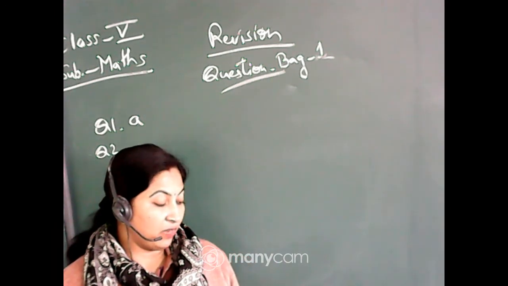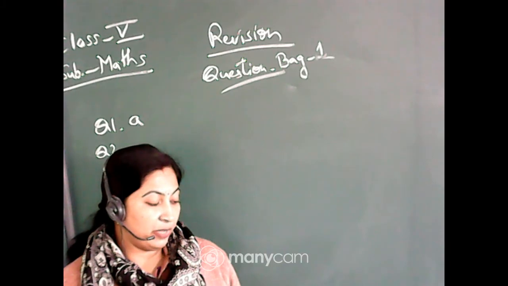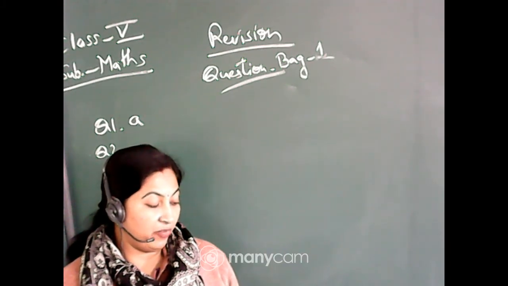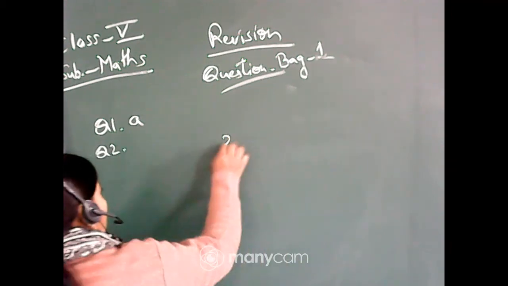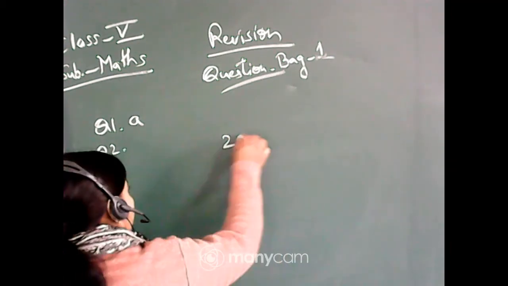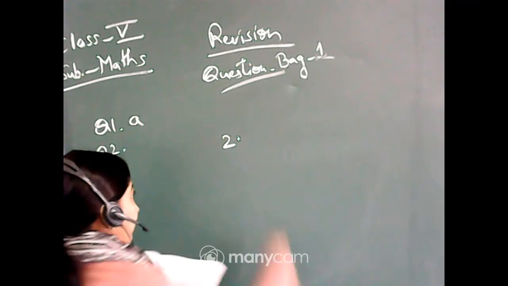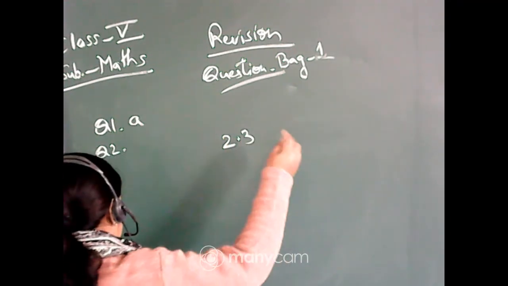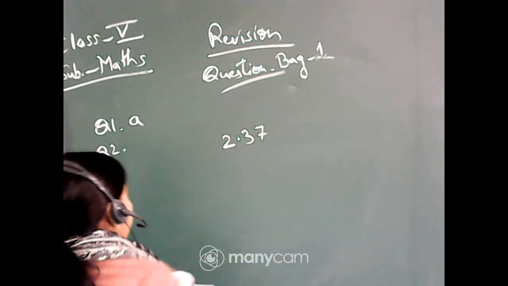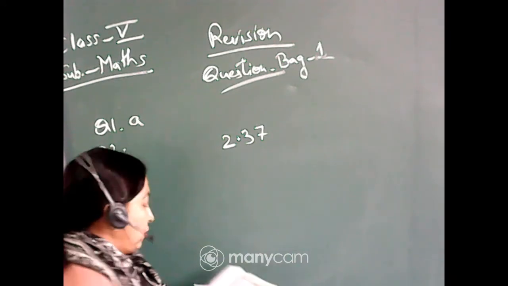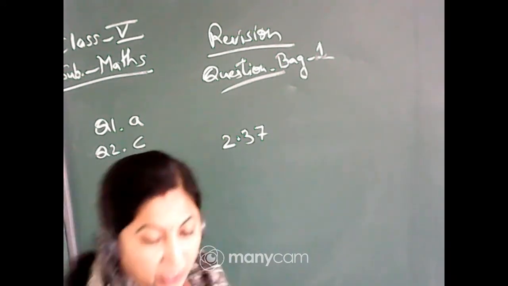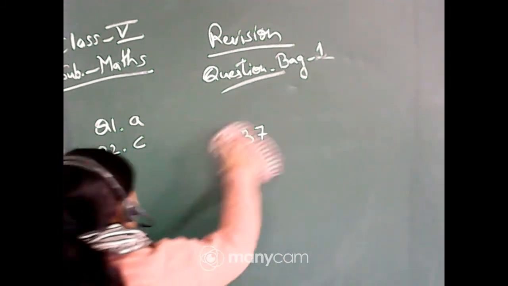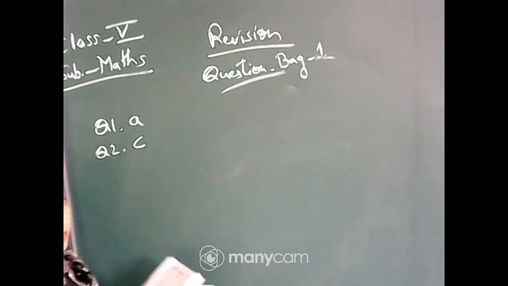Now come to the second one. 2 plus 3 by 10 plus 7 by 100. 2 means it is the whole number. So 2, then point, 3 by 10 means 3 is in the tenths place, and 7 by 100 means 7 is in the hundredths place. That is option number C. Give a tick mark in option number C.